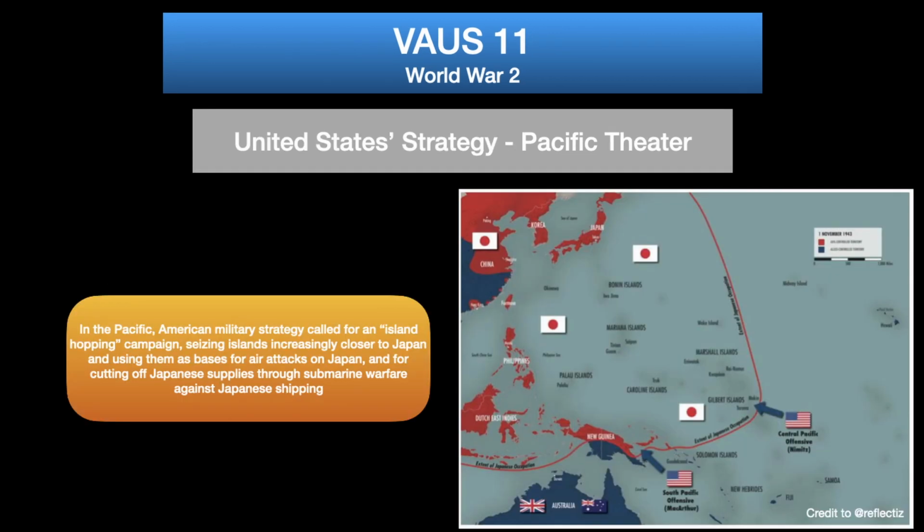So the strategy for the United States in the Pacific is a little bit different. It's called island hopping. The idea here is that we have to have a place that we can land our airplanes and launch our airplanes to attack Japan. We can't put our aircraft carriers at risk by just sailing across the ocean.